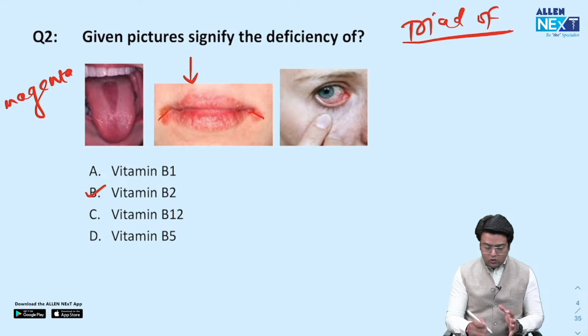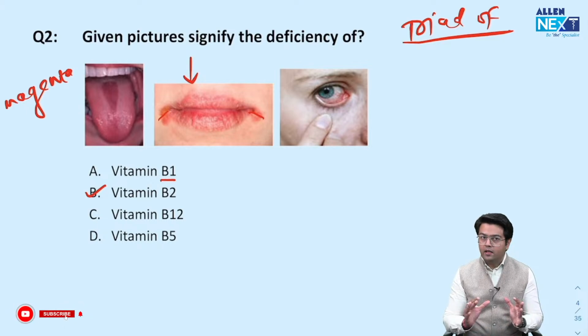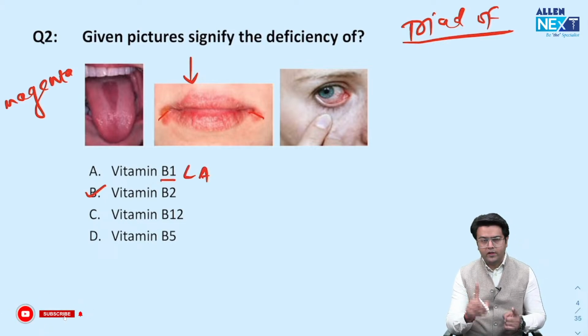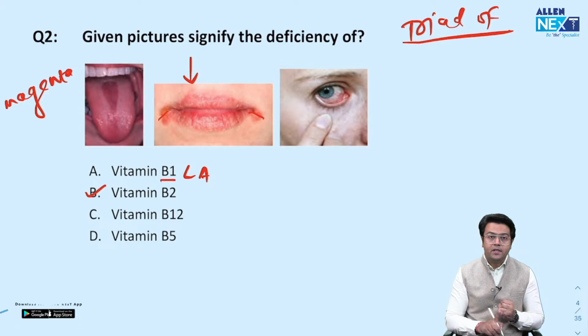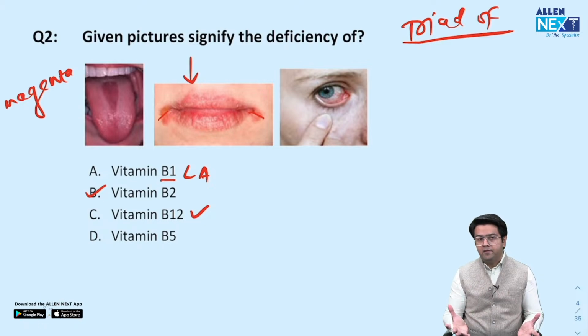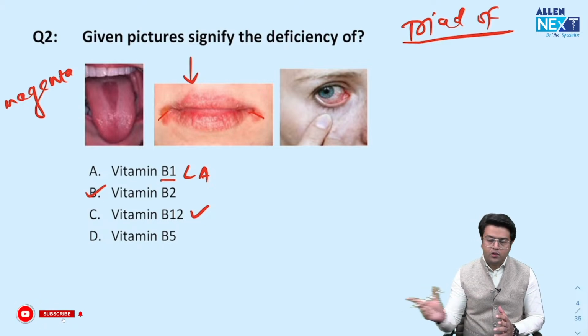Okay, so looking at option 1, we have beriberi, that is thiamine presents with beriberi. And also thiamine deficiency presents with lactic acidosis. Don't forget this, very important. B12 deficiency, if we talk, definitely it's megaloblastic anemia, and we have a question also in the last.